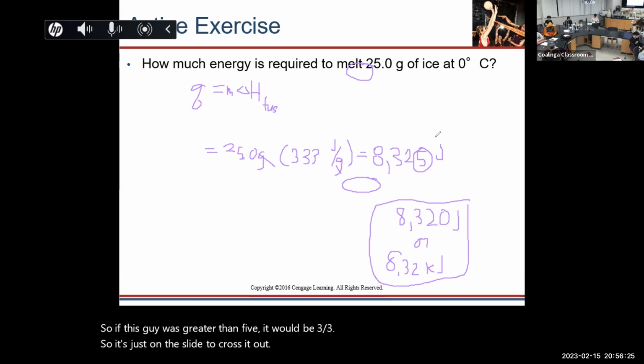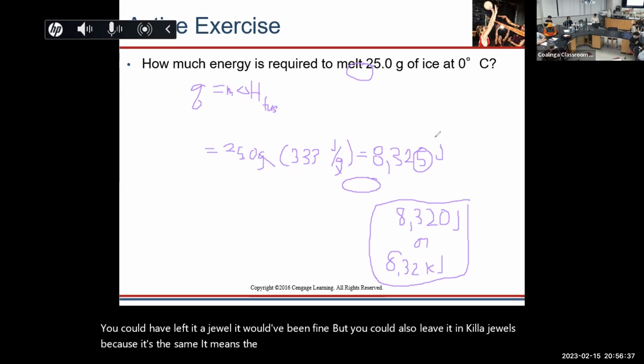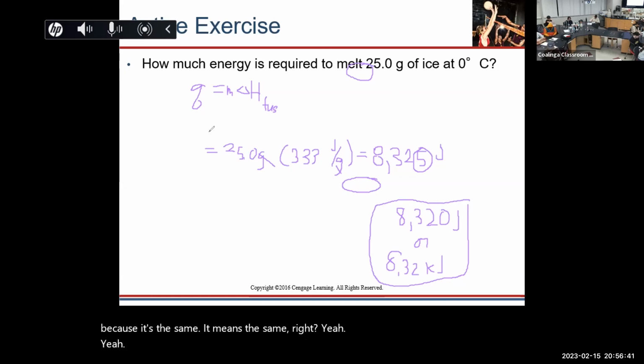But why did they make it kilojoules instead of leaving it a joule? You could have left it a joule, it would have been fine, but you could also leave it in kilojoules. Because it's the same, it means the same, right? Right. Or I'm like, why? If I don't have to do it. Yeah.